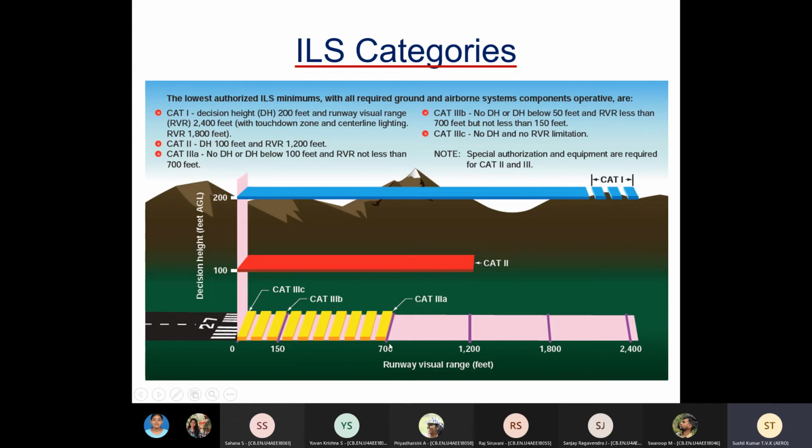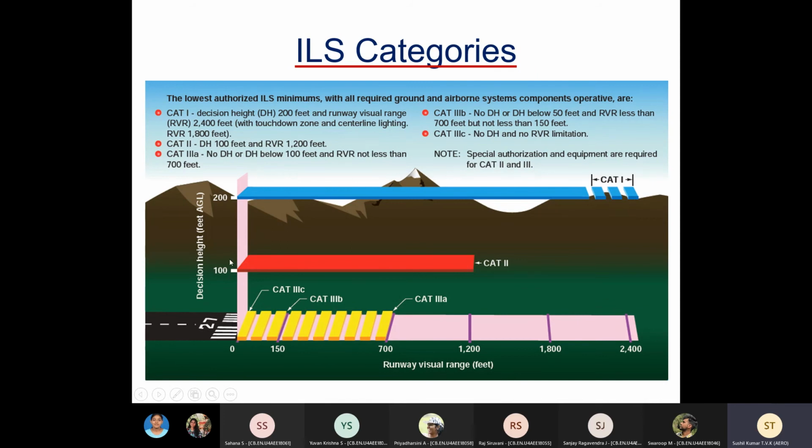Then Cat 3A is much closer, as long as you can see up to 700 feet from the touchdown. Cat 3B is 150 feet, and Cat 3C is no decision height, just up to touchdown. But this is the ILS part of it. Maybe around 50 feet decision height and around 100 feet from the touchdown, at a height of 50 feet, the flare control will take over. So that's a different autopilot altogether.